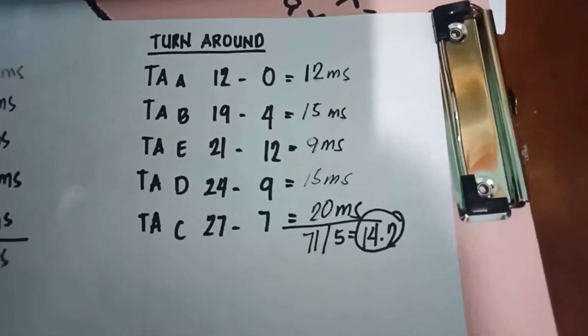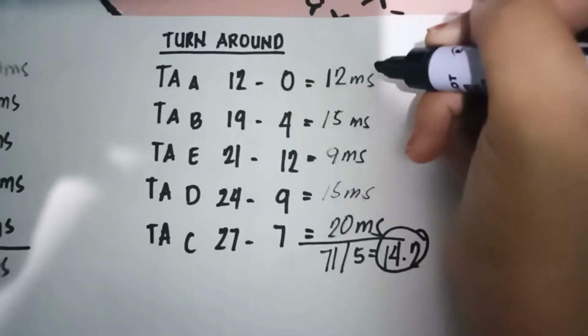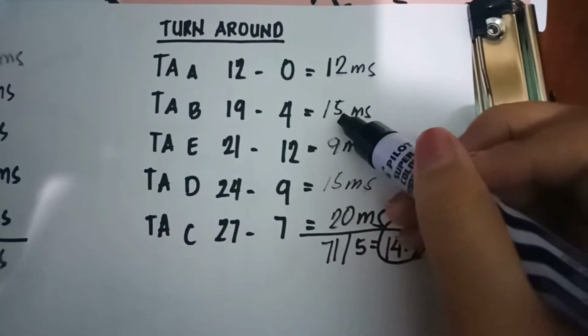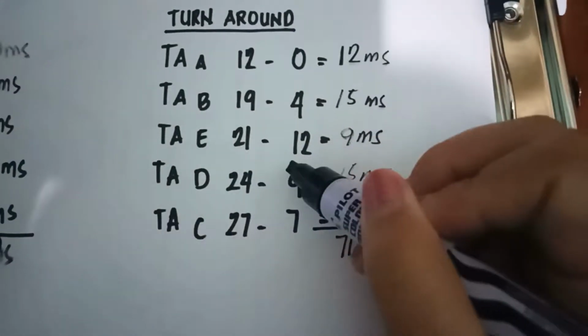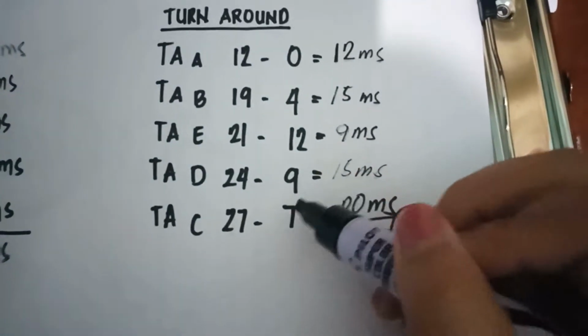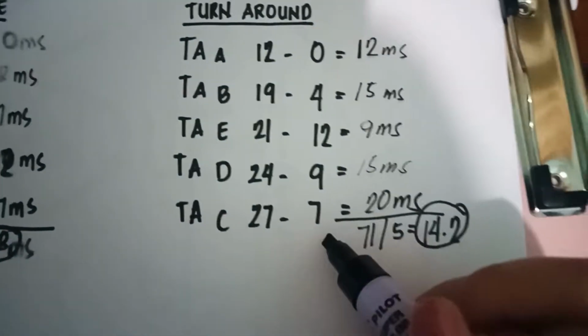Next, 12 minus 0 is equal to 12. 19 minus 4 is equal to 15. 21 minus 12 is equal to 9. And 24 minus 9 is equal to 15. And 27 minus 7 is equal to 7.